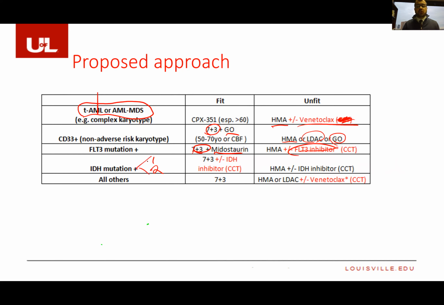If it's IDH1, you use ivosidenib. And if it's IDH2, you use enasidenib. Both of them are approved drugs in the second line, meaning in relapsed AML. It's a clinical trial to use it in first line. Also a clinical trial to use it in unfit patients in combination with hypomethylating agents.